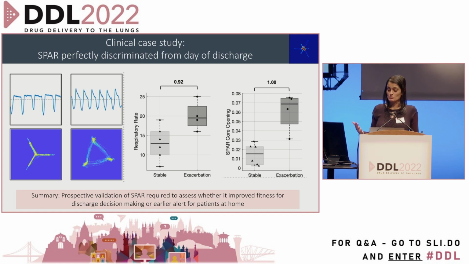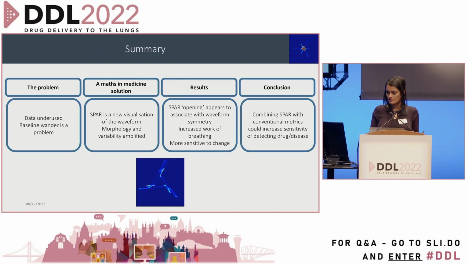So again, we now need to do a prospective validation to work out: does this improve fitness to discharge decision making? Could we have changed the decision about whether they go home or not? And also, could it provide an earlier alert for patients to come into hospital? Because it's known that they often leave it too late, and if you leave it too late, that can actually impede outcome.